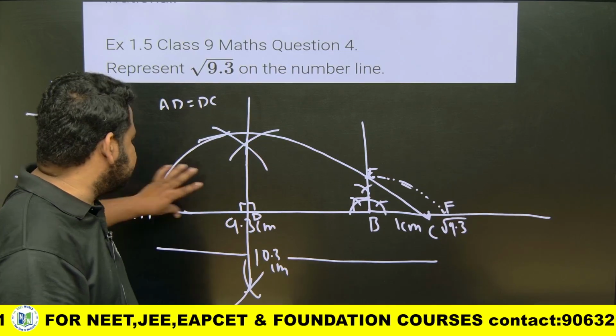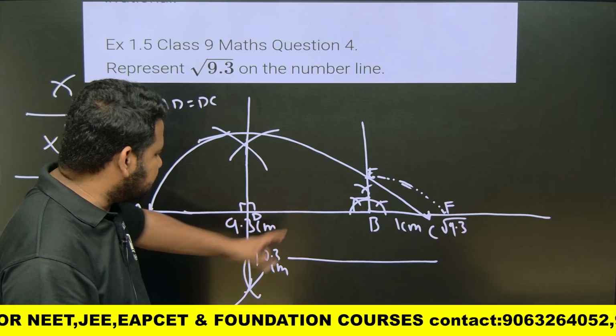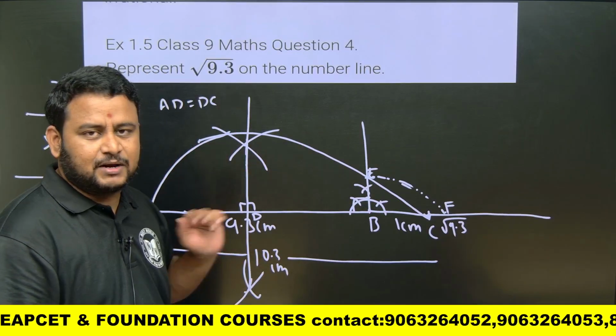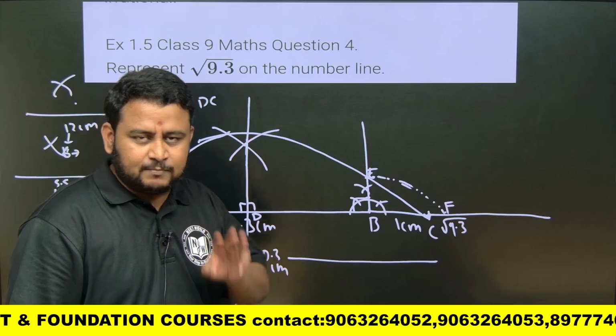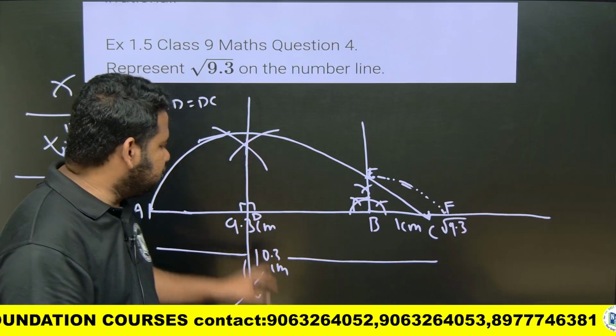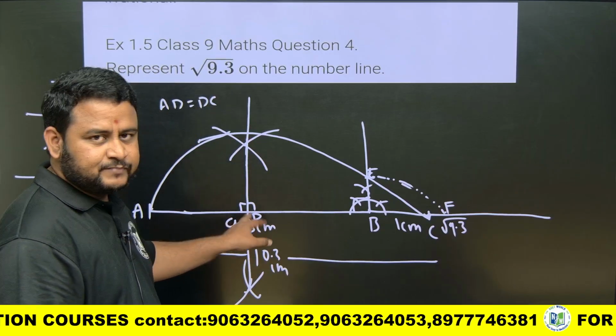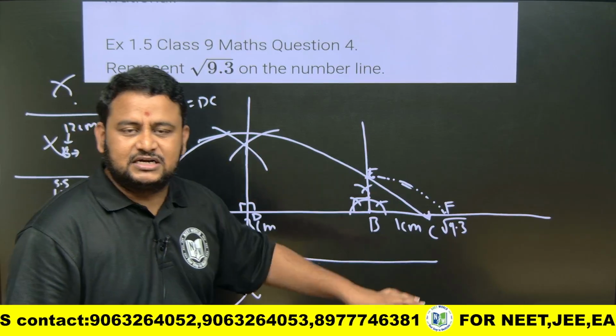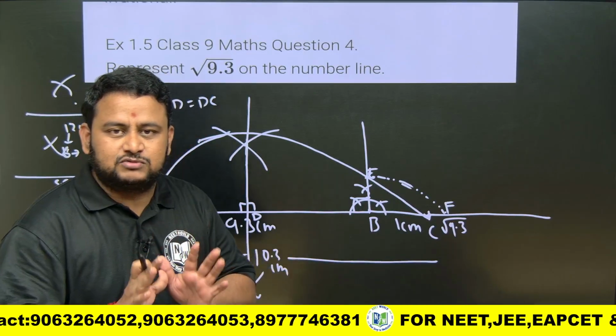So, I will keep 6 here and draw an arc, and keep 6 here and draw an arc with the compass. I will join this, then I will get a perpendicular bisector. That is step number 3. Now, using the perpendicular bisector point as the center and radius DA or DC, I will draw a semicircle. That is step number 4.